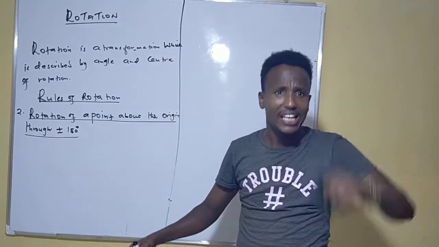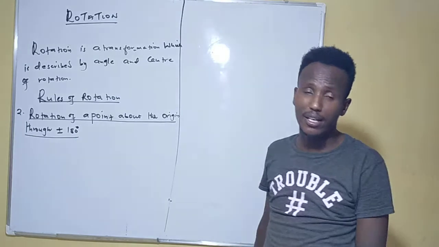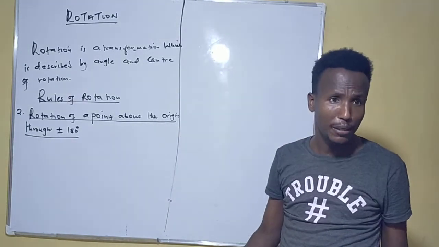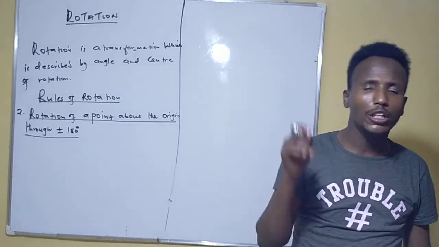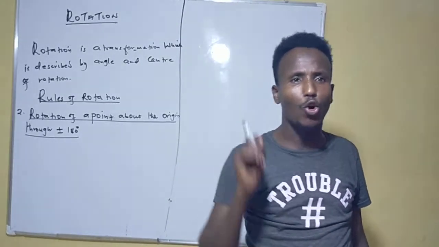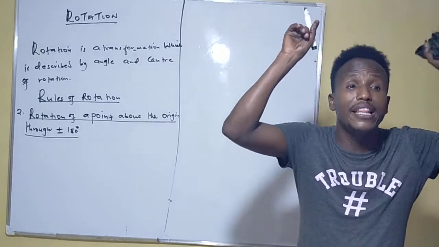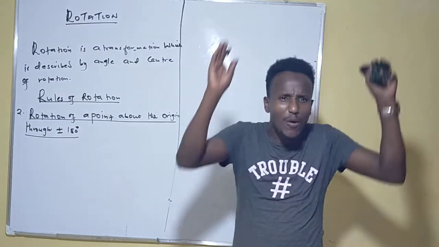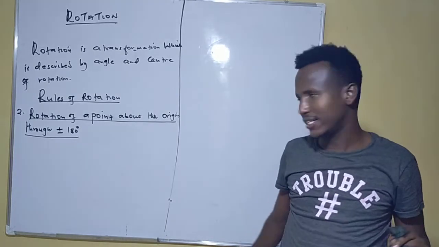If you are told to rotate a certain point about the origin through positive or negative 180 degrees, see? So I'll write for you the simple statement, then in examination, you don't suffer. Remember, when a point is rotated about the origin through plus or minus 180 degrees, the two coordinates will remain in their position, but will change the sign. Don't forget that.